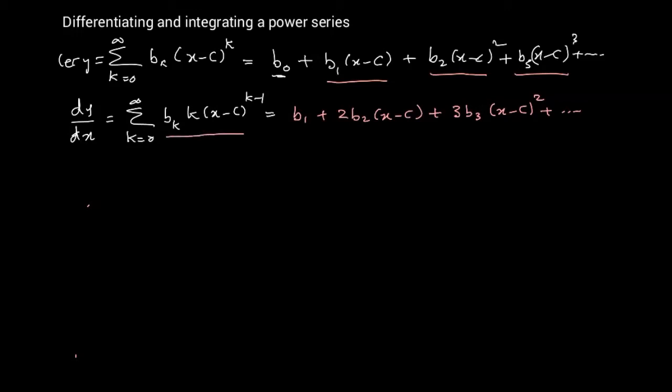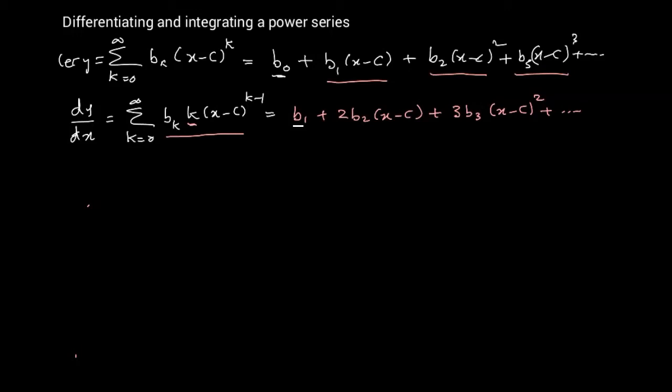Does this actually give us the same result? Well, let's have a look. k equals 0 gives you nothing, because the k here gives you nothing. So you get b0 times 0, so gone. Then you get b1, and (x minus c) to the power 0, so you'll get b1, which is correct.